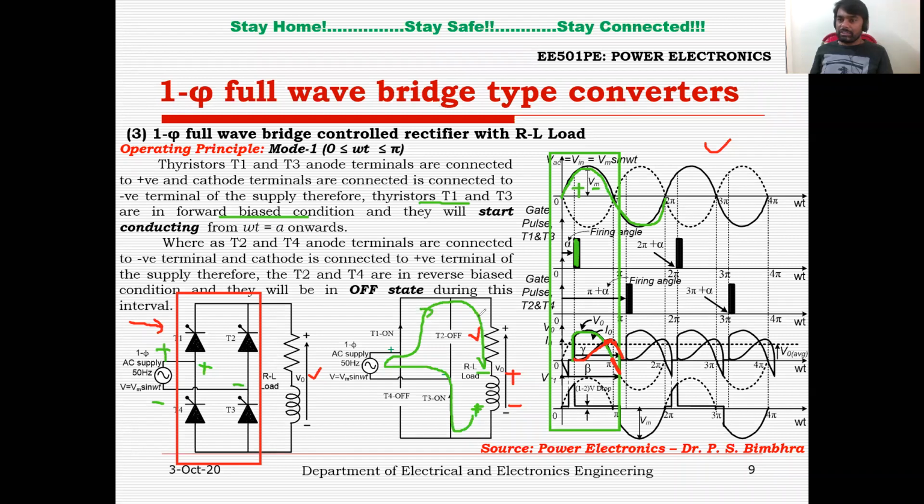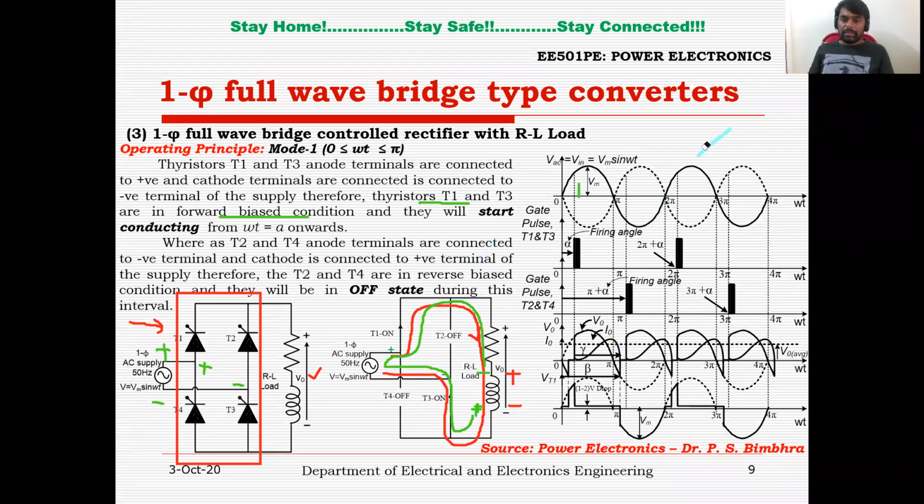So due to the discharging path, T1 and T3 are still in conduction state. So you can see the voltage across T1 will be 1 to 2 volts up to beta, where beta is the extinction angle. It is the angle measured from the reference point to the point at which the current extinguishes to 0. You can see here. Okay, so this is about the positive half cycle.